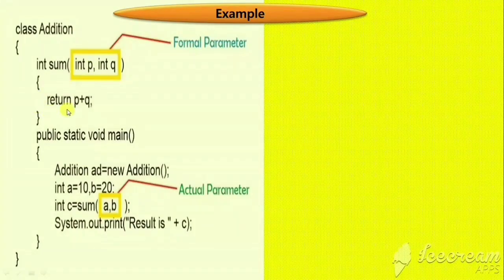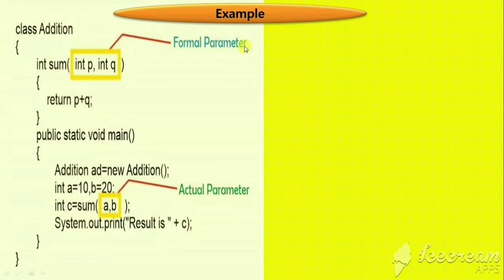And here I return the value. I declared the main function and I declared the object. Here I declared two variables, one is a, another one is b. The values of a and b are 10 and 20 and I am passing the values to the function sum. Now this is the function call, it is also called actual parameters. The a value is passed to p and the b value is passed to q.